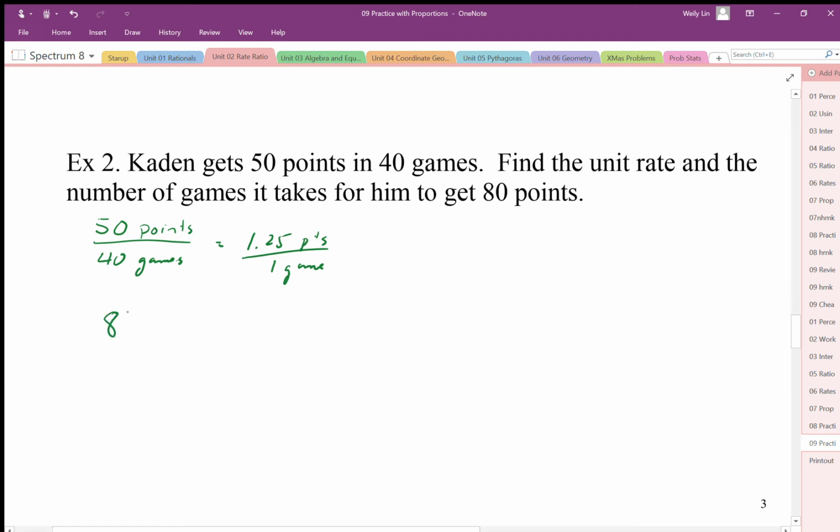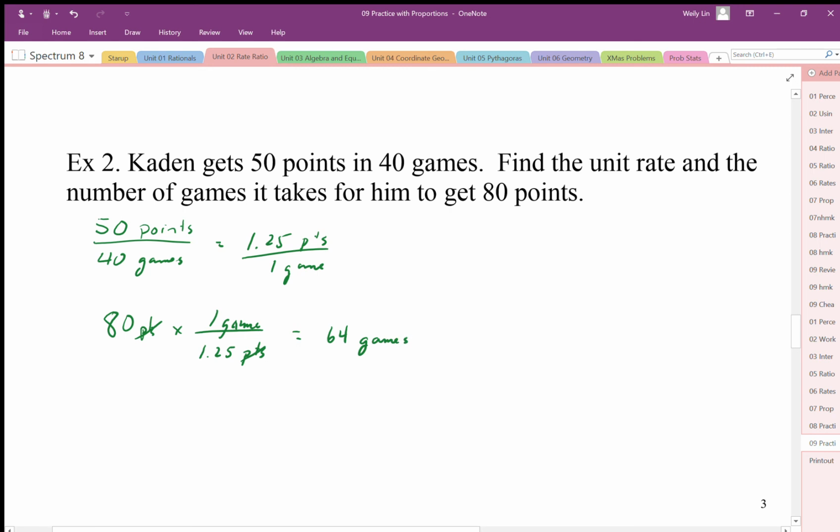So I'm going to start with my 80 points, and I'm going to use my times strategy. I need to get my points in the denominator, that way my units cancel out, and 1 game in the numerator. And again, I just have times on top, divide on bottom. So I end up with 80 divided by 1.25, and that's going to give me 64 games. Again, I can see that my units are consistent, and it's 64 games.